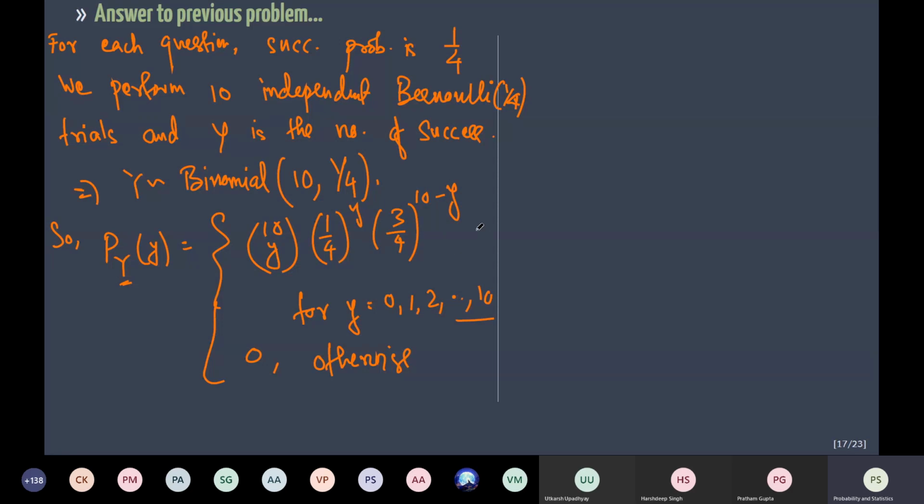So far we have formulated our problem in a nice way. We have come up to binomial. We also need to find the PMF of X, because in the end we have to compute the probability that X is greater than 15. So we know that X is Y plus 10. Now the range of X, assuming that Y is going from 0 to 10.